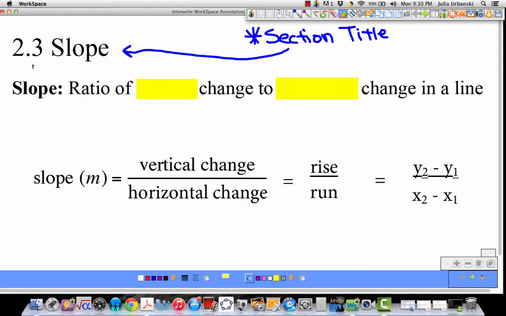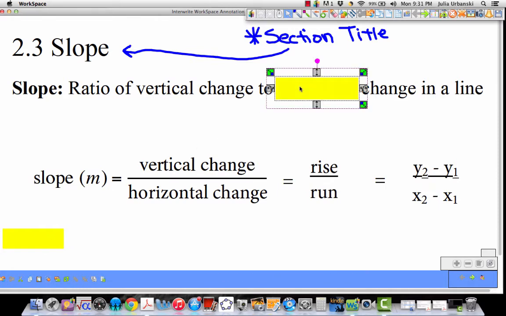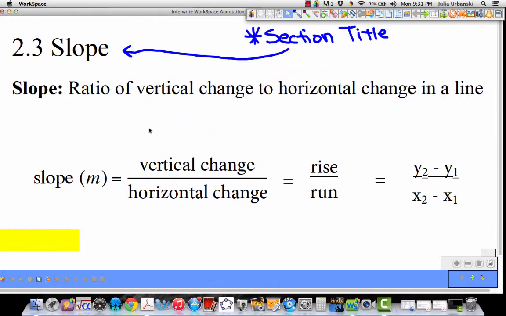Here's section 2.3, the slope. Hopefully you recognize that word slope from way back when you were in Algebra 1. The slope is basically the slant of a line. Officially, it's the ratio of the vertical change to the horizontal change in a line. Vertical on top, horizontal on bottom.